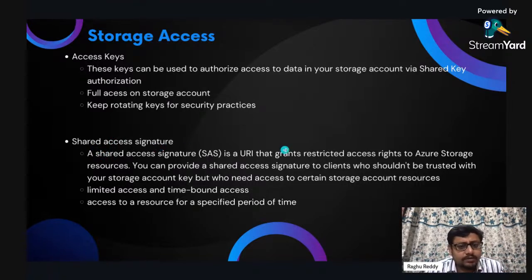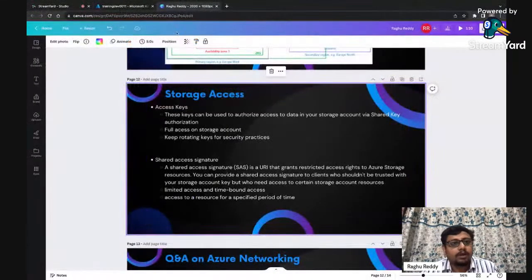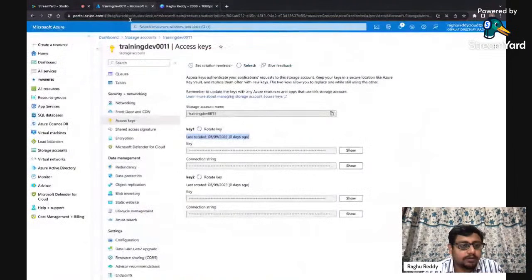A shared access signature is basically you create a key itself, but that key is something that you share with whomever you want. It might be a client you cannot trust, but you need to give them a certain access, a certain permission level, limited access along with time-bound access to a resource for a specific period of time. Is this possible? I will show you how it is possible.